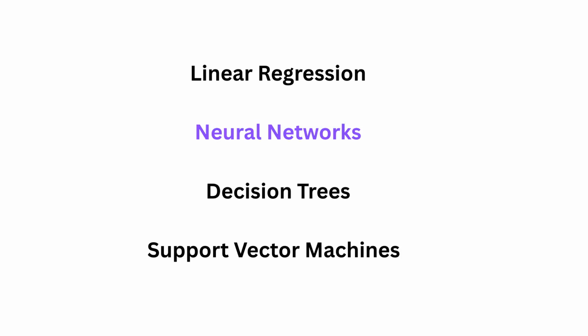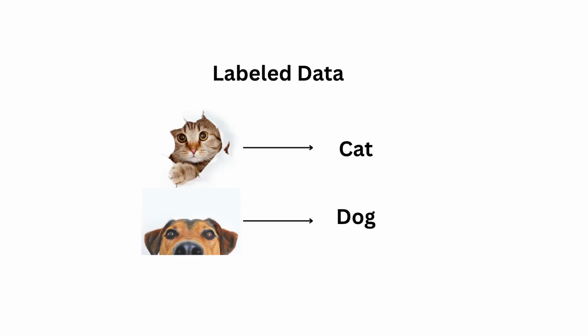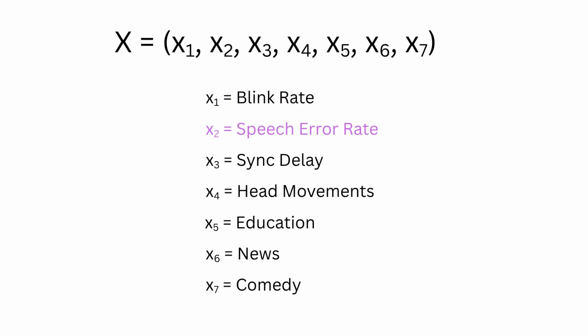We will focus on deep learning, neural networks, and continue with our prediction of the probability that a video was generated by AI. To train our artificial neural network, we'll need training data. And by training data, I mean labeled data. Recall that each video is represented by a vector. Each vector contains features extracted from the video: blink rate, speech error rate, sync delay, rate of micro-involuntary head movements, and video category: education, news, or comedy.